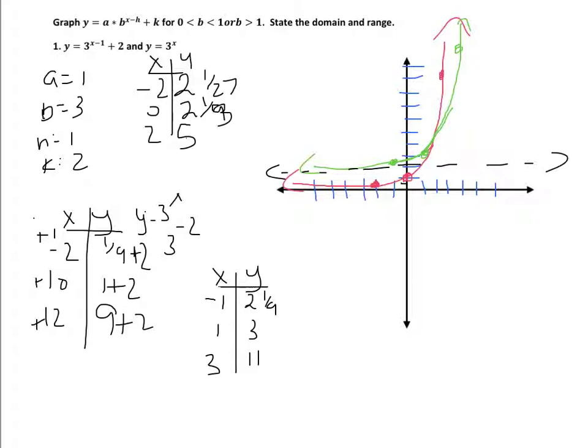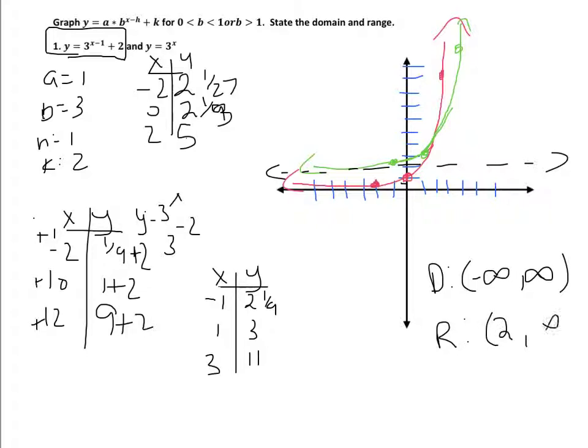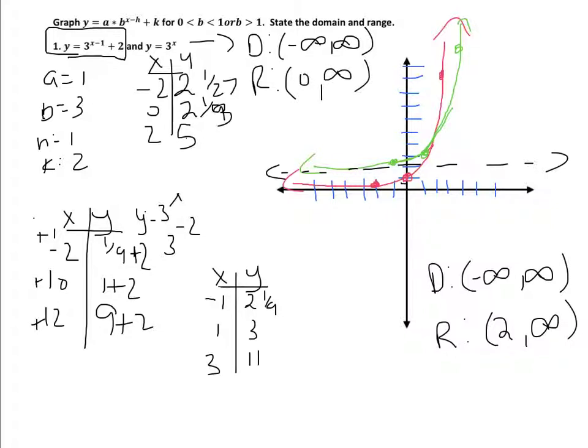State the domain and range. The domain is all real numbers, negative infinity to positive infinity, because there's no x value I can't plug in. The range, we're talking for this one, what does it have to stay above? 2. So it's 2 to positive infinity. For this one, the domain is still negative to positive infinity. It will always be negative to positive infinity for exponential growth. The range is 0 to infinity. Okay?